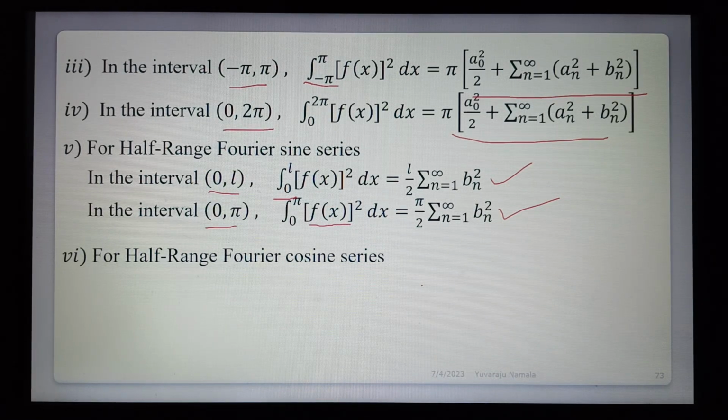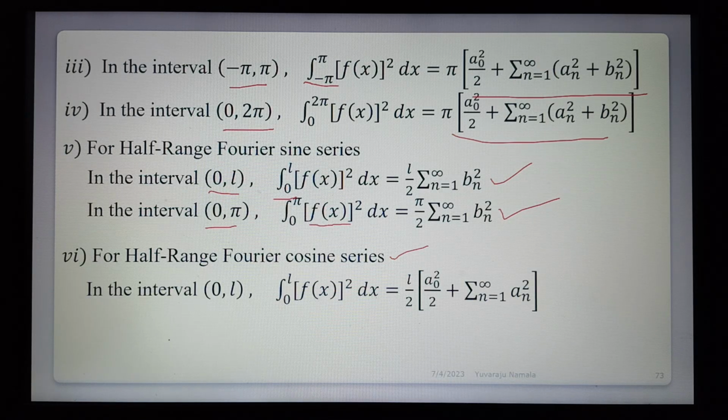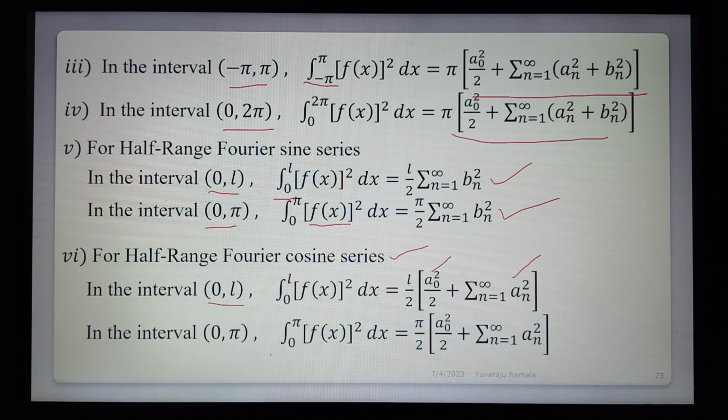Similarly for the half-range Fourier cosine series. It is the same in the interval 0 comma l. This is the Parseval identity: integration 0 to l f of x whole square into dx equals l by 2 times a naught square by 2 plus the sum of a n square. Similarly in the interval 0 comma pi, 0 to pi f of x whole square into dx equals pi by 2 into a naught square by 2 plus summation n is equal to 1 to infinity a n square. This is the Parseval identity for the given function in the different intervals.